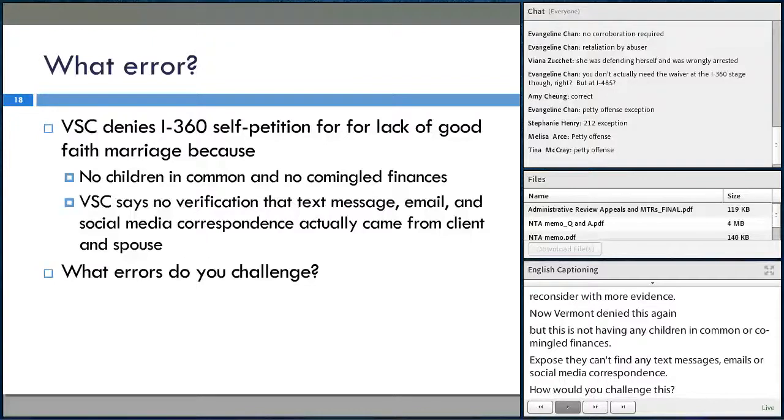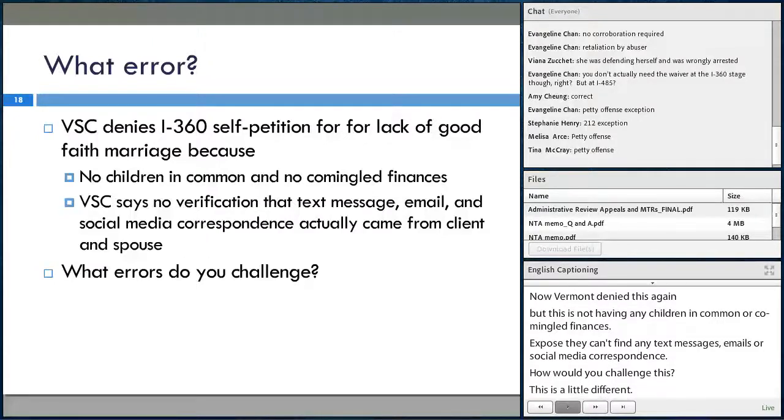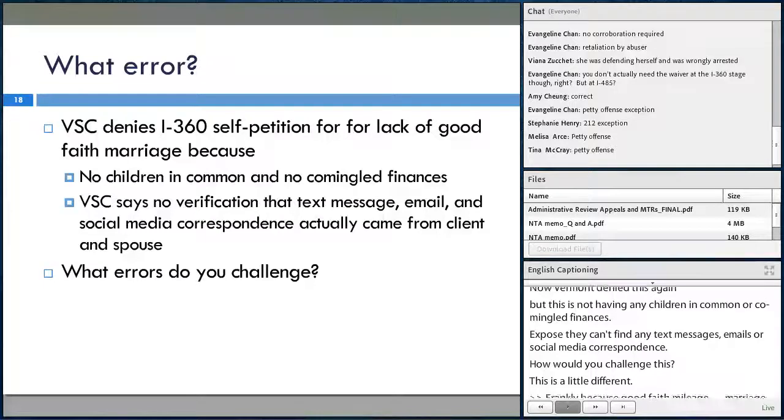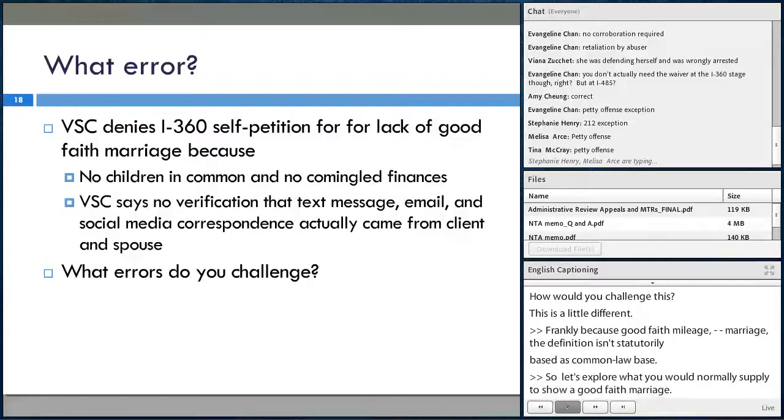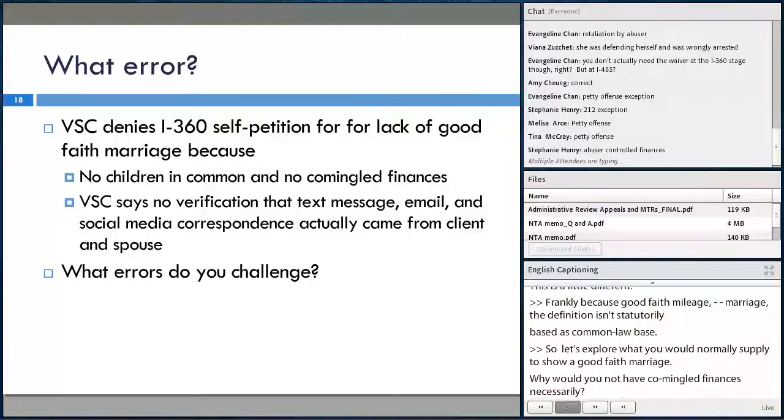Partly, frankly, because good faith marriage, the definition isn't as statutorily based as it seems to be kind of common law based and evolution of mores and some basic case law from the family system. So let's explore what you would normally supply to show good faith marriage in a VAWA self-petition. Why would you not have commingled finances necessarily if you're representing a survivor of domestic violence? And what other evidence would you show?